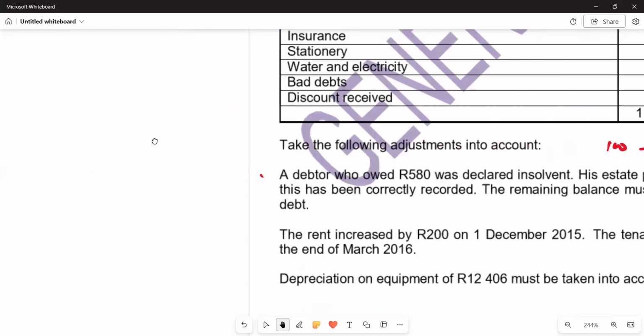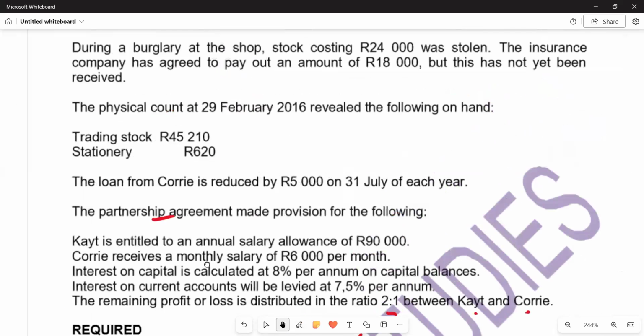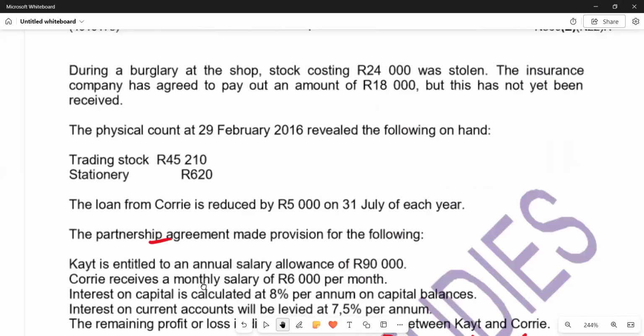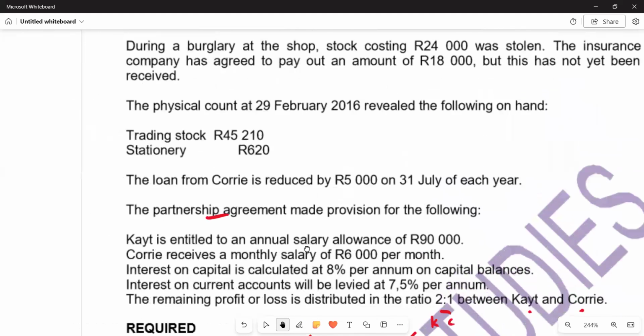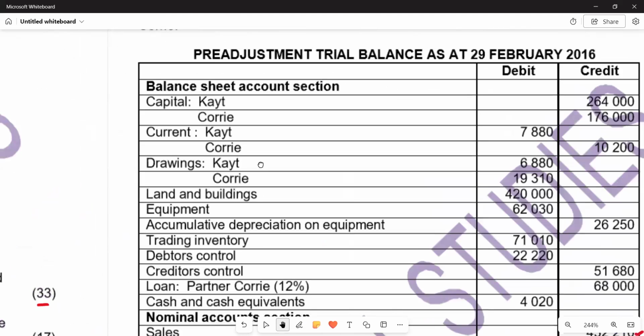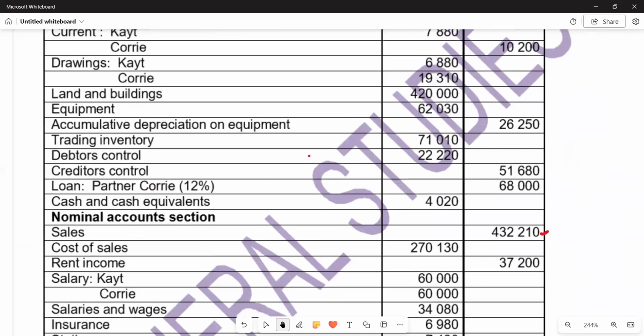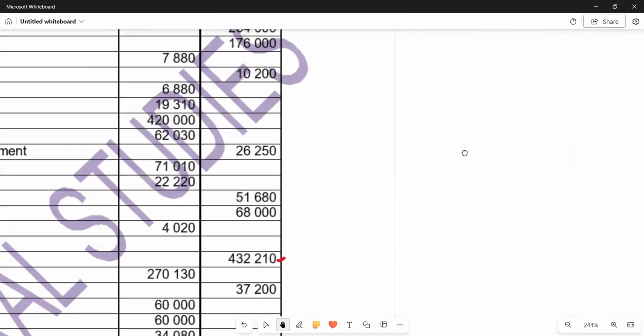Go to the next page again, checking if you have anything that is affecting sales. So you go through everything. But if you look at it, you see that in this question, we do not have anything that is affecting our sales. So you can take the figure that we have in the list of balances as it is, and we have 432,210. So we come here.